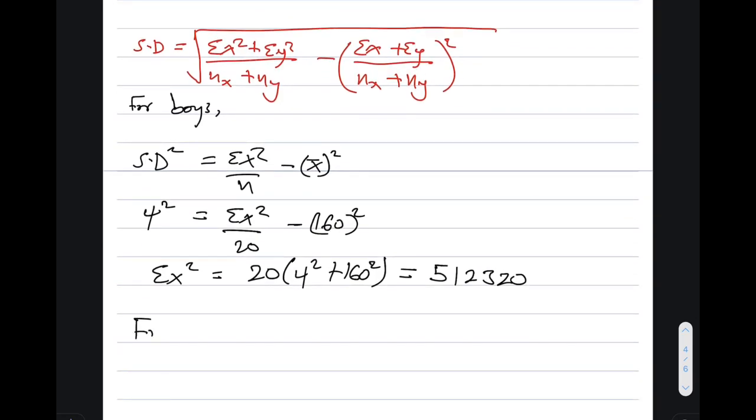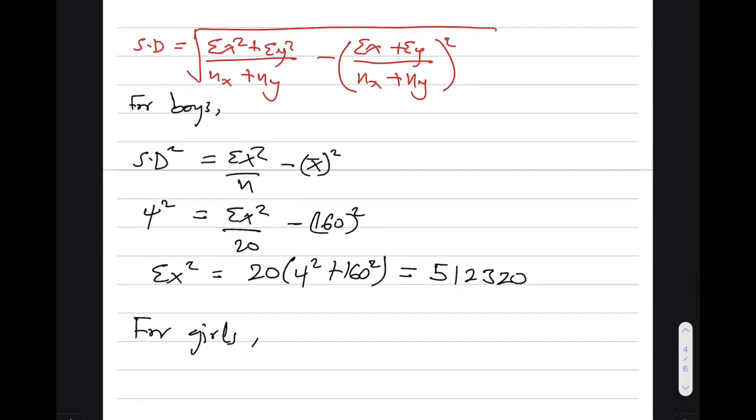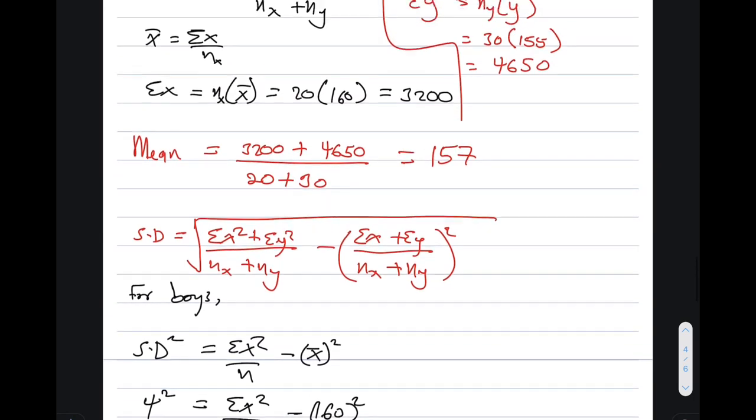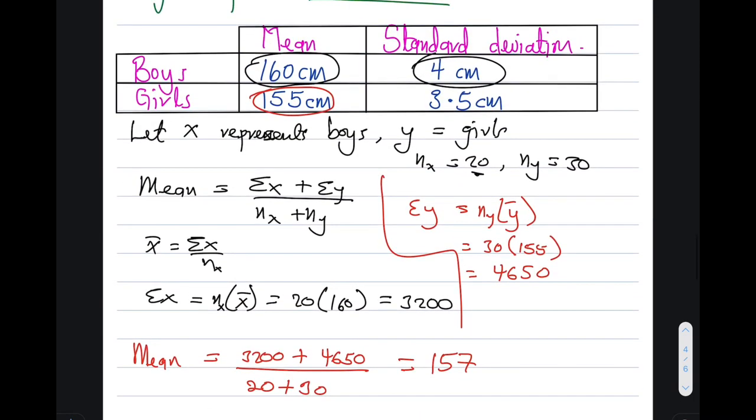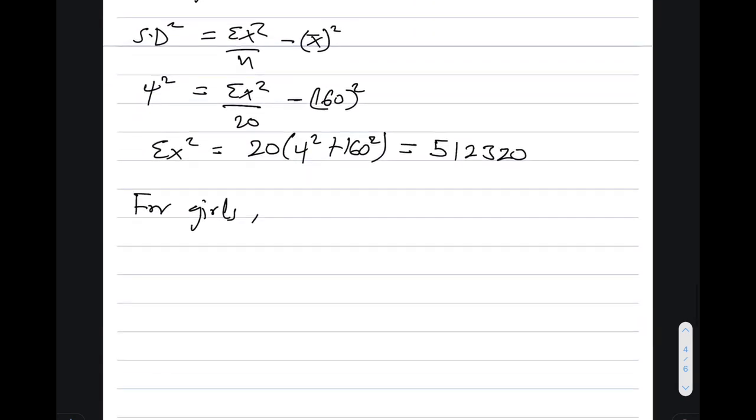Now for the girls, we said the girls is y. So since we are using y, we are going to use the same argument that we used for the boys to find the sigma x squared, the same thing for the sigma y squared. That means that we need the girls' mean, their standard deviation, and the number of girls. So the mean is 155, standard deviation is 3.5, and the number of girls is 30. So let's go and do it.